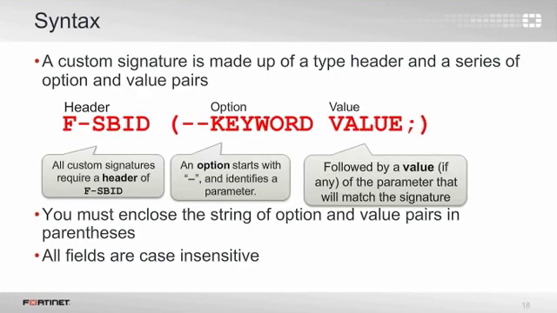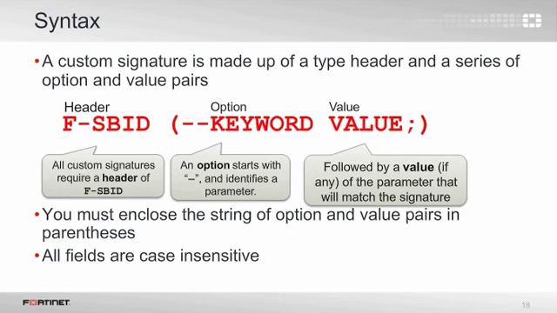A custom signature is made up of a type header and a series of option and value pairs. All custom signatures require a header of F-SBID. An option starts with -- followed by the option name, and sometimes a value. Some options don't require a value. You must enclose the string of option and value pairs in a parenthesis.